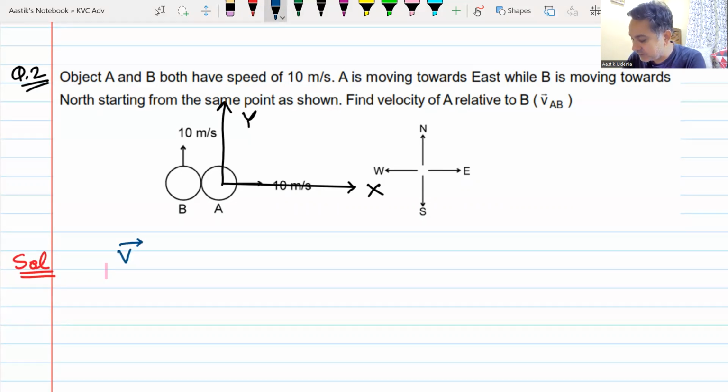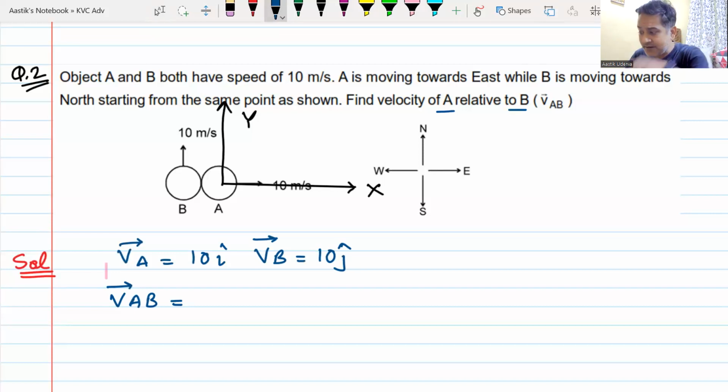Velocity of A with respect to ground, I'm just writing it as VA, is 10 i. Velocity of B with respect to ground, VB, is 10 j. What I had to find out is the velocity of A with respect to B. So velocity of A with respect to B will be velocity of A minus velocity of B. So the answer would be 10 i minus 10 j in the form of a vector. You can find the magnitude of this velocity, that will be equal to 10 root 2.